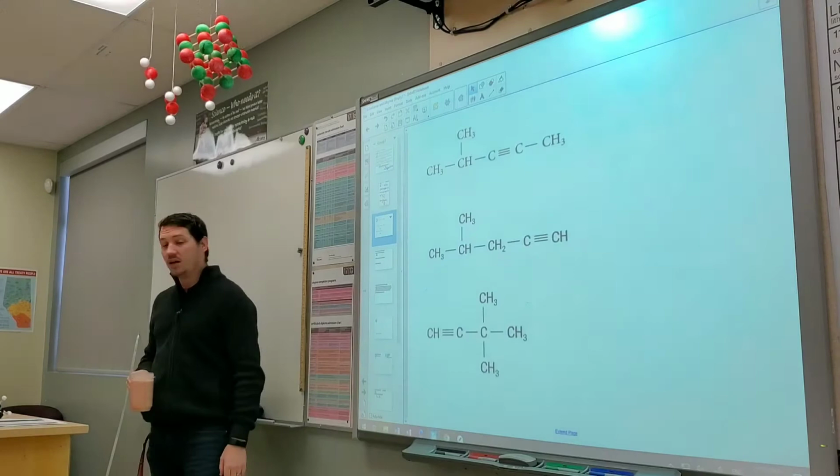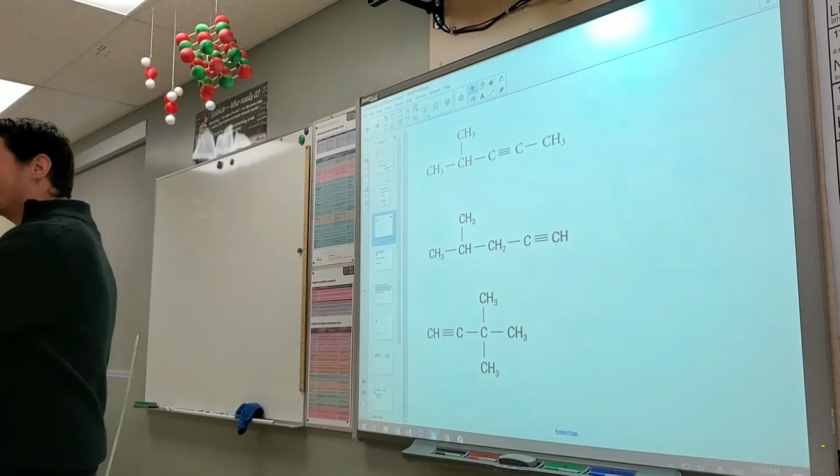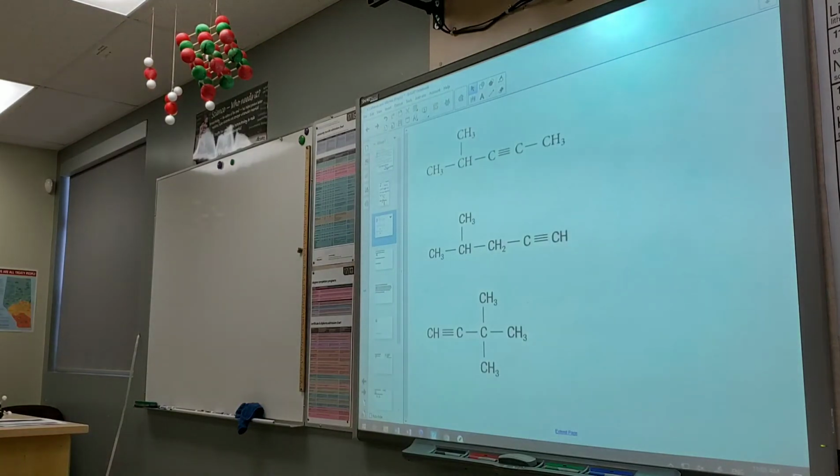So these are triple bonds. They're the exact same thing as enes, except we call them ynes. Go ahead and try and name them for me.